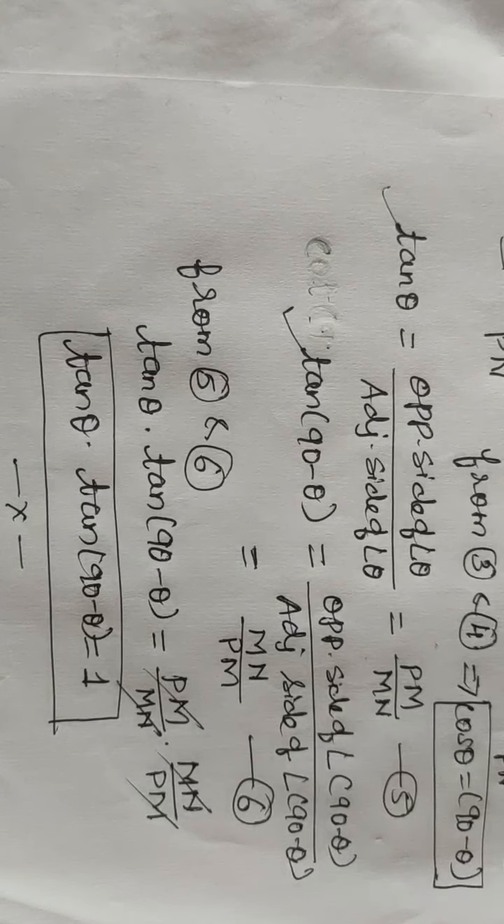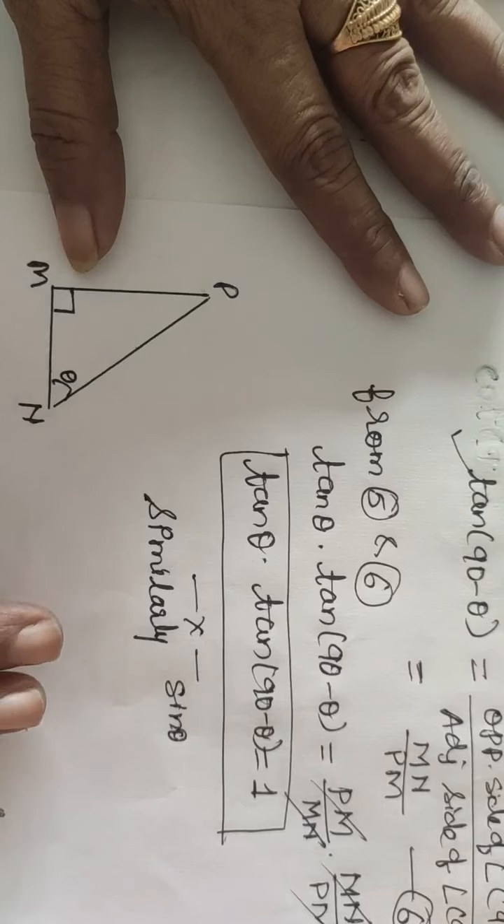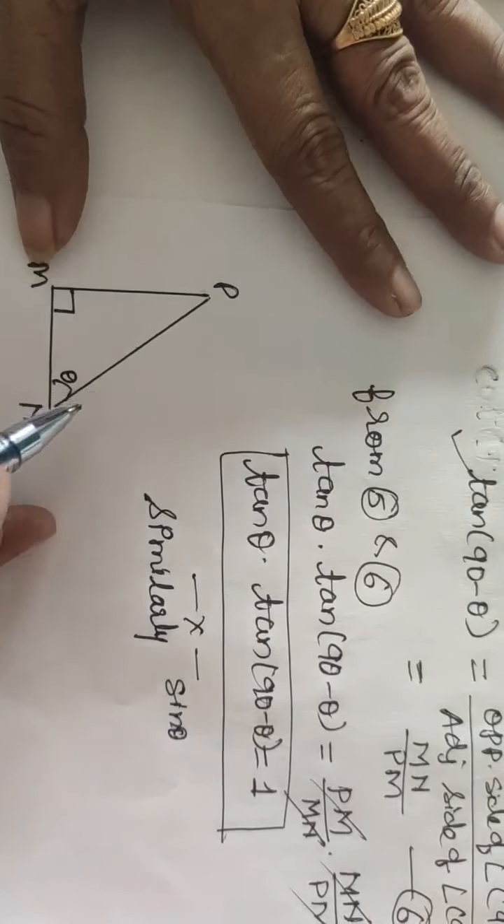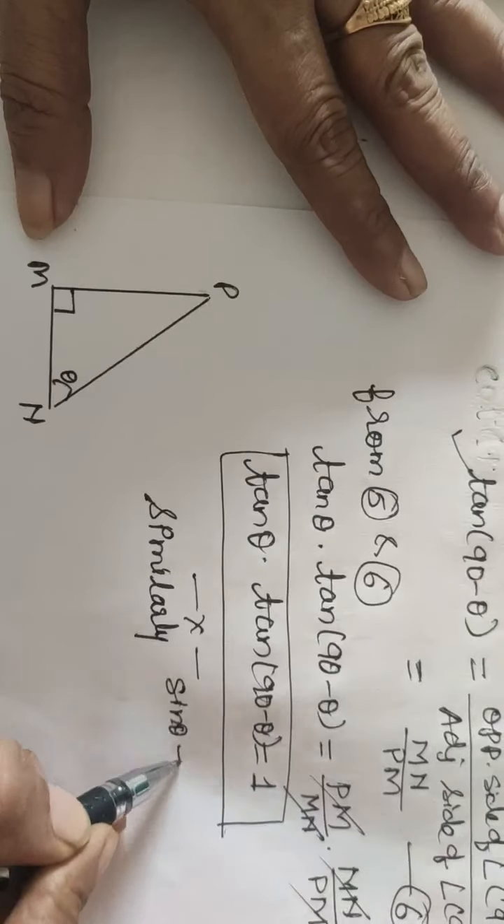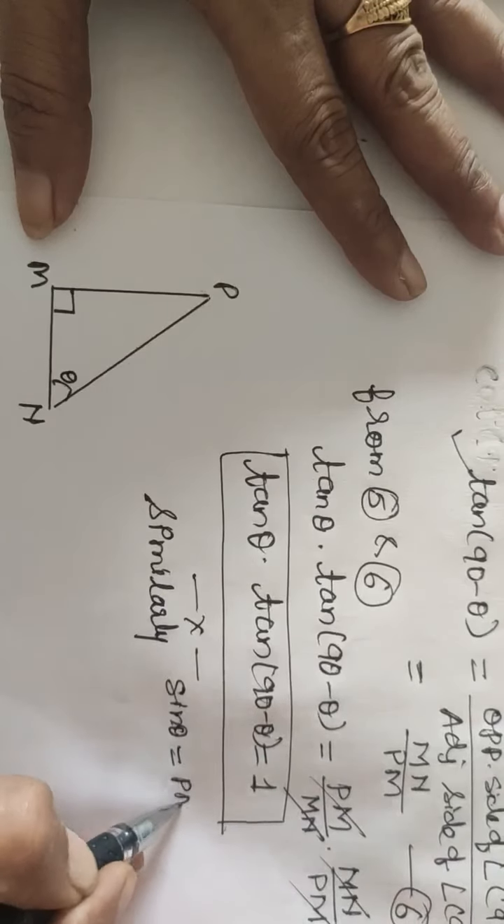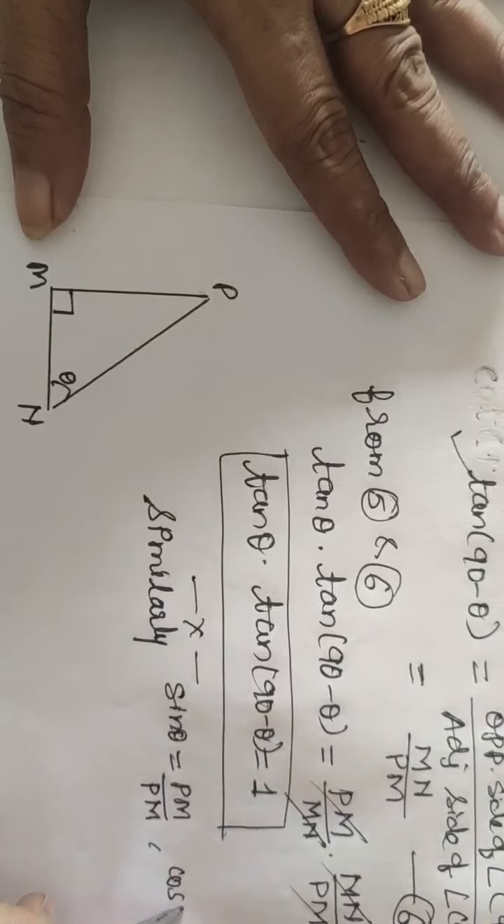Now children, there is one very important identity. Based on that identity you have to solve the sums. Now see, children, the same right angle triangle I have drawn here. Here is theta. You know sin theta is equal to what? PM by PN. You have seen it in the first. And cos theta is equal to what?